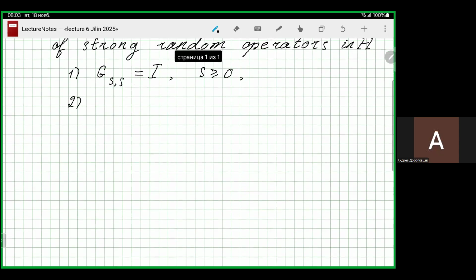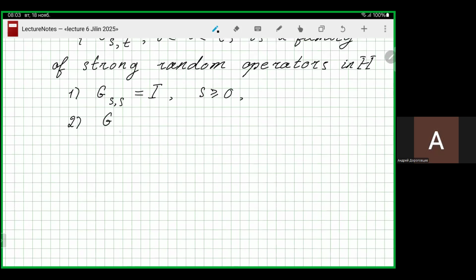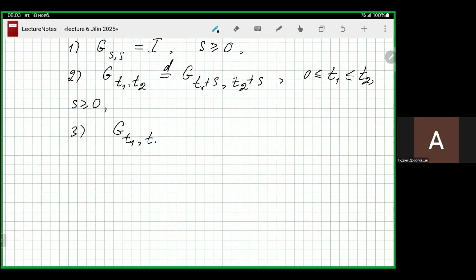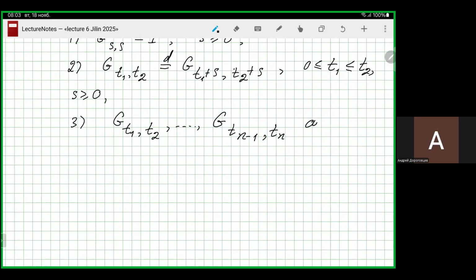Second, J_{T1,T2} is identically distributed with J_{T1+S,T2+S} for 0 less or equal than T1, T2, S greater or equal than 0. Third, J_{T1,T2}, ..., J_{Tn-1,Tn} are independent for T1 greater or equal than 0 less or equal than Tn.